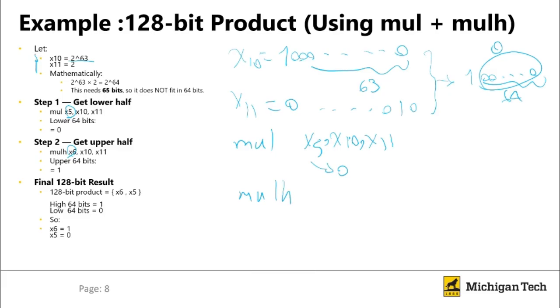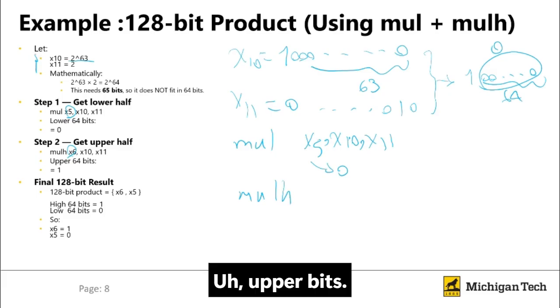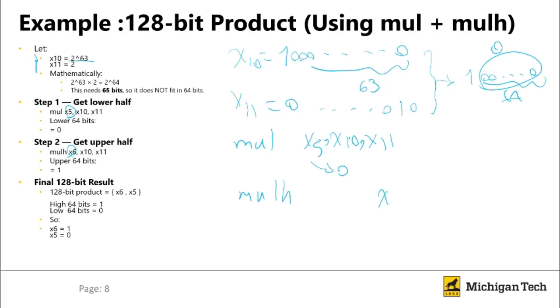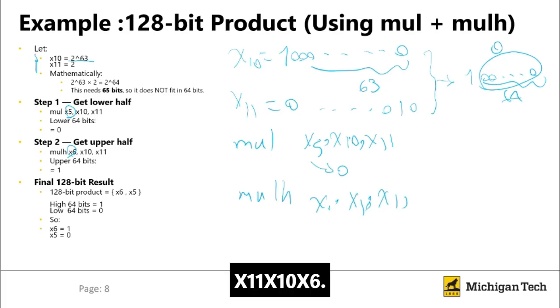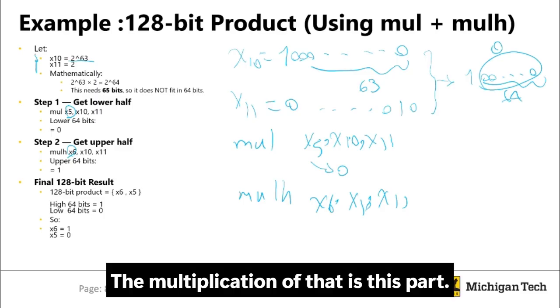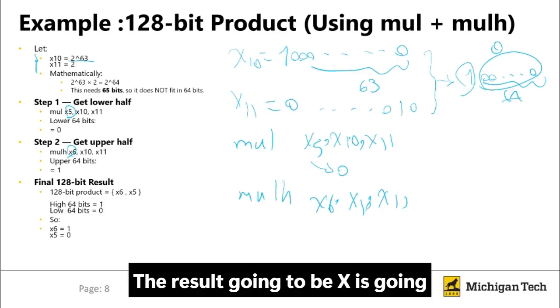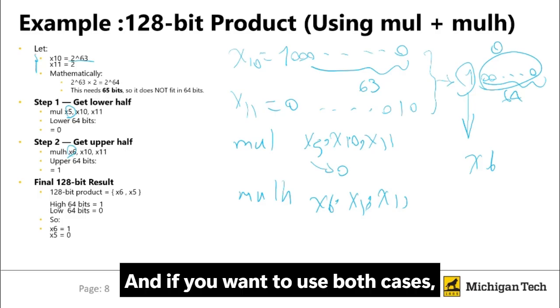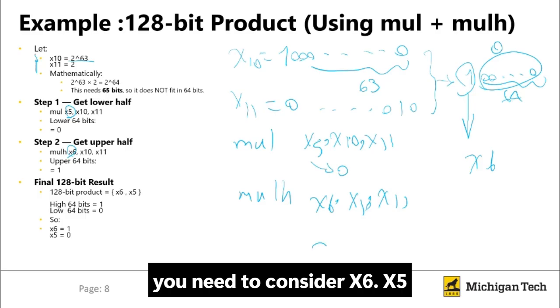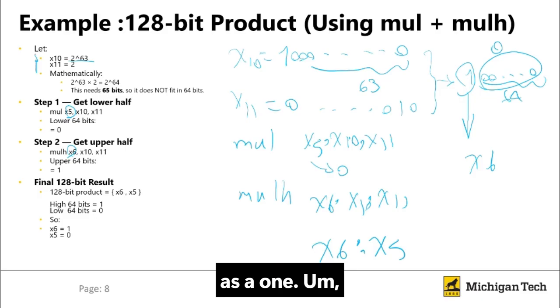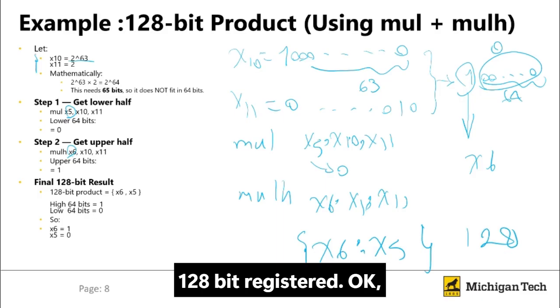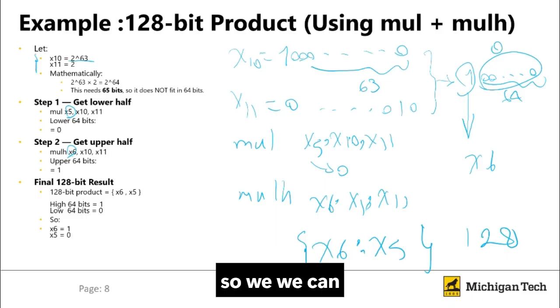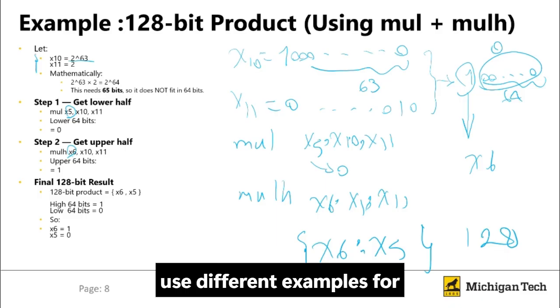Then mul upper bits, x6, x10, x11, the multiplication of that is this part. The result is x6 is going to be 1. And if you want to use both, you need to consider x6, x5 as a 128-bit register. Okay, so we can use different examples for that.